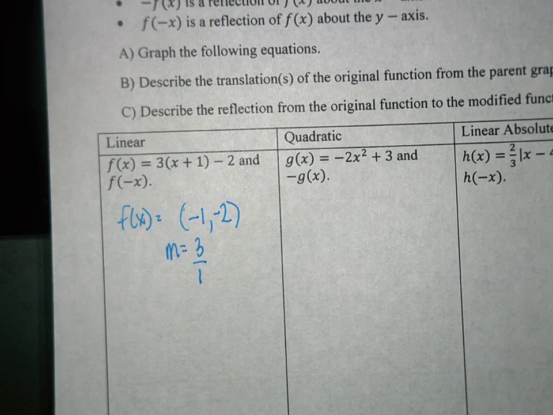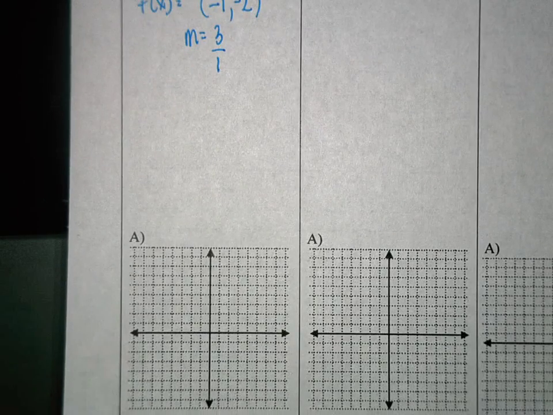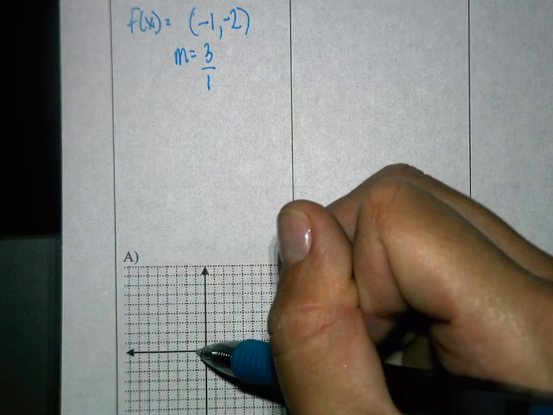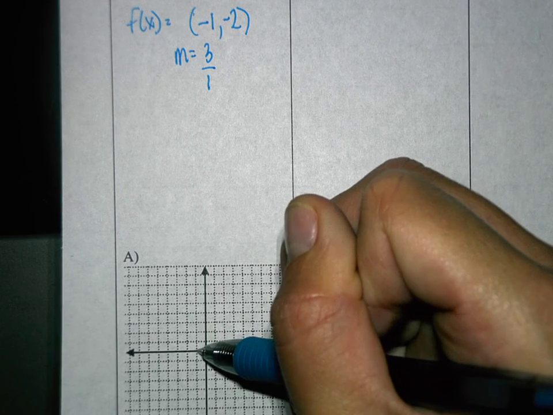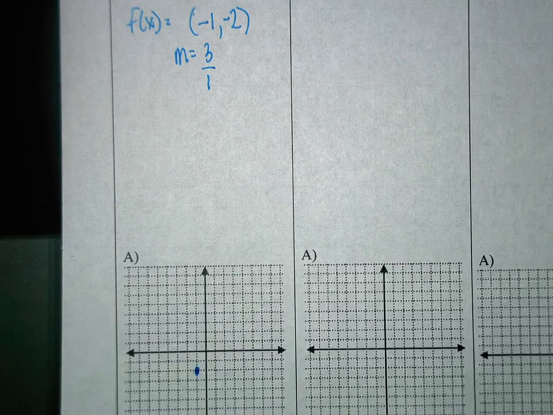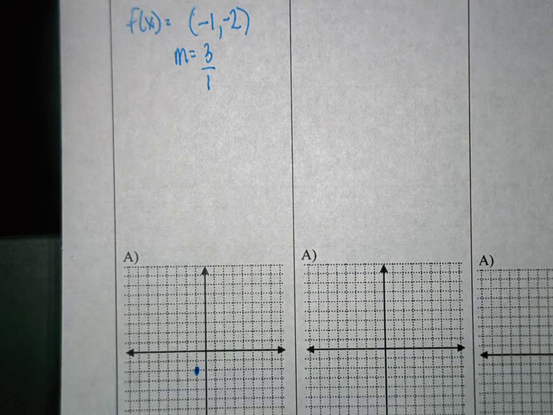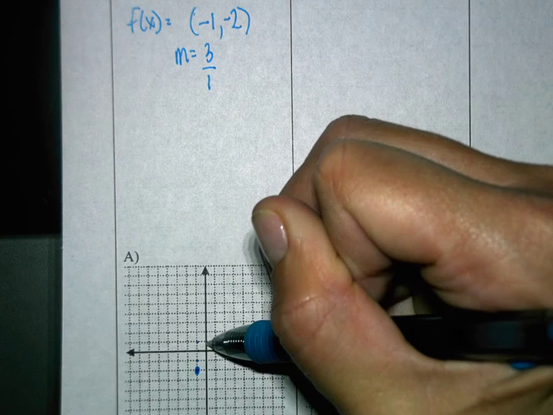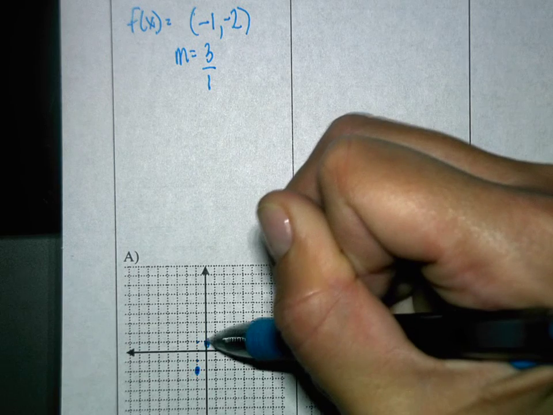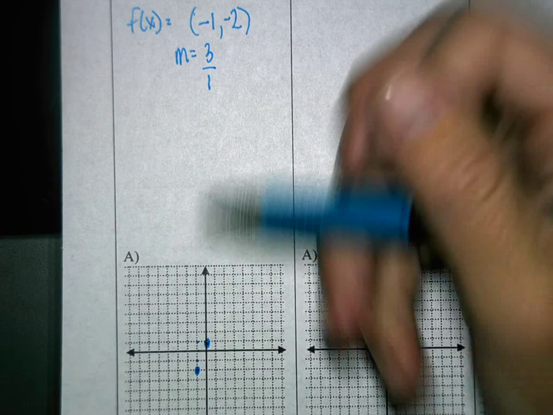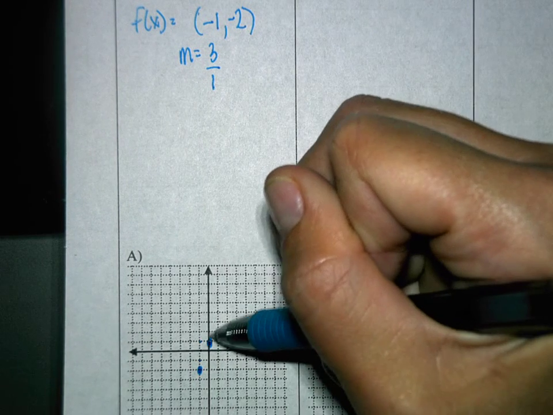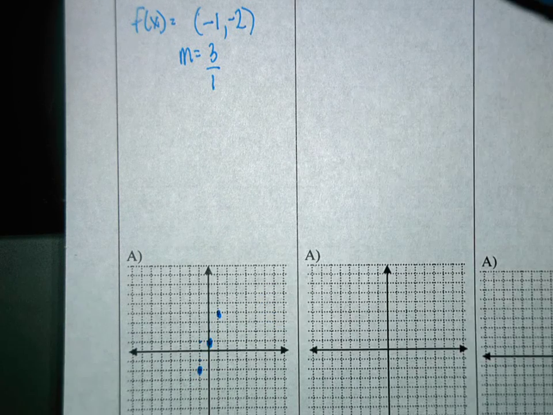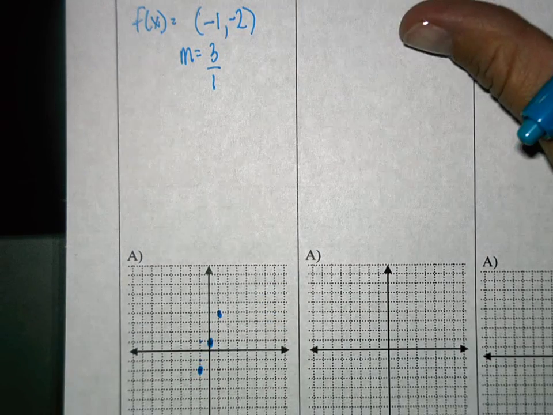Okay, so we're going to go to our graph here. And we're going to start by making our point at -1, -2. And then from there, we're going to go up 3, right 1. And we could also go down 3, right 1, or I might just keep going up 1, 2, 3, right 1. We just want to have at least 3 points on our graph.